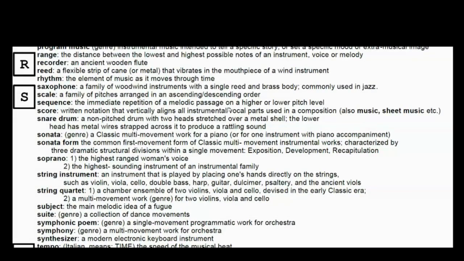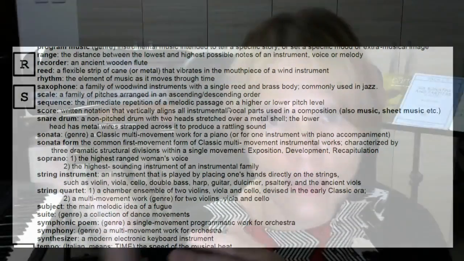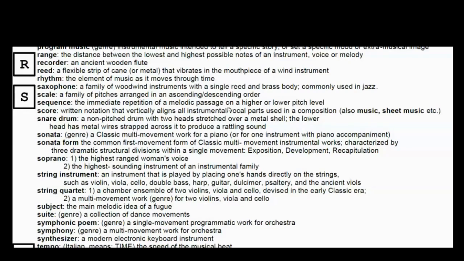Now, soprano, the highest ranged woman voice, or the highest sounding instrument of an instrumental family. Let's say the violin is the highest bow string instrument. I would say the soprano bow string instrument is the violin, and the alto bow string instrument is the viola. A string quartet is a chamber ensemble of two violins, viola and cello, devised in the early classic era.